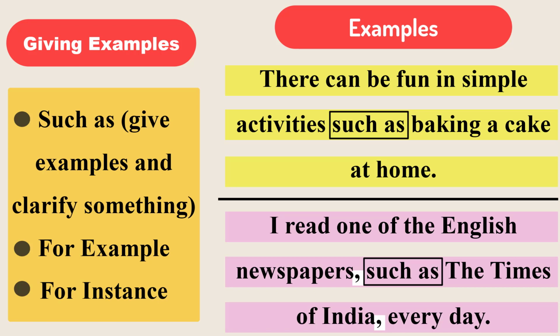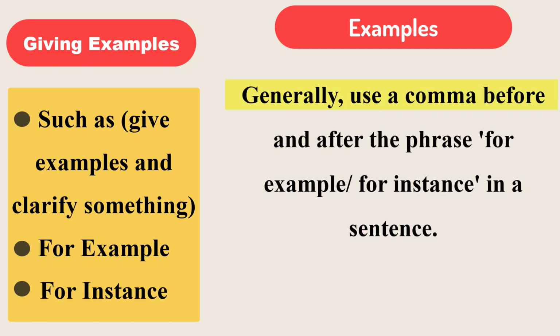In the second case, if I remove such as the Times of India, my remaining sentence, I read one of the English newspapers every day, will still make sense. Right? Only the example will be removed. However, this is not the case in the first example. Right? This is the usual normal rule of punctuation which is applicable in this case. Remember these things. As far as the other two are concerned, for example and for instance, generally we use comma before and after the phrase. For example, for instance, in a sentence.